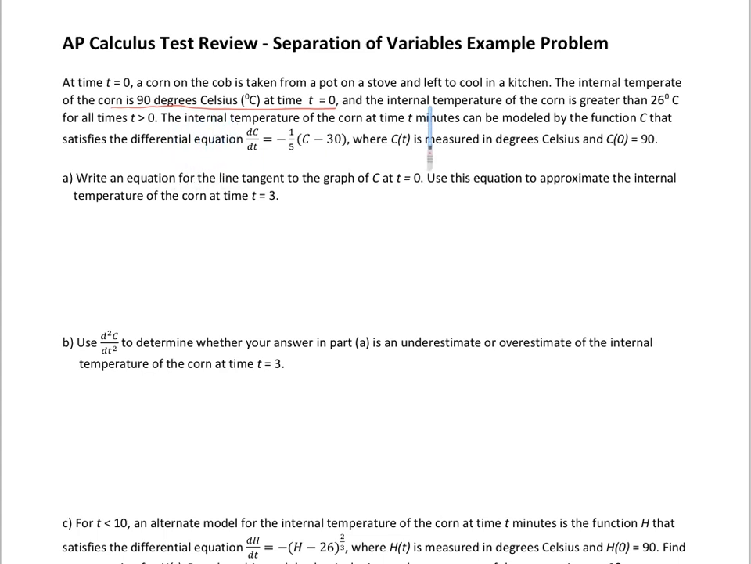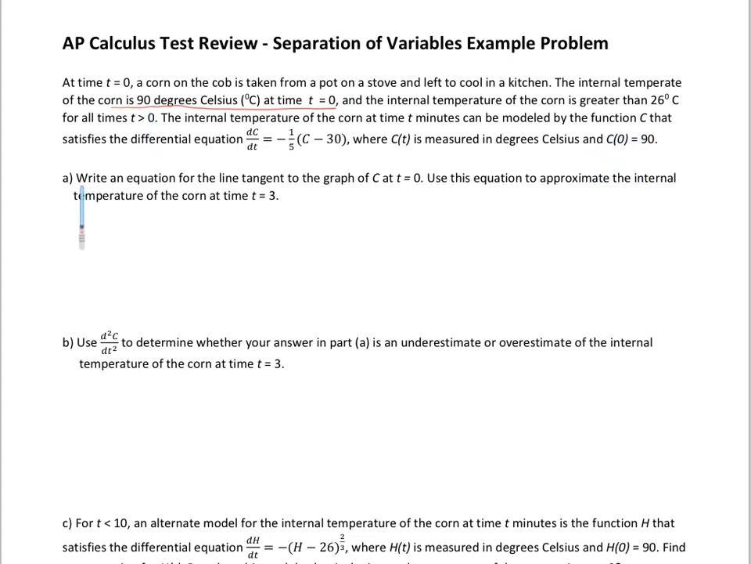The internal temperature of the corn at time t minutes can be modeled by the function c that satisfies the differential equation dc/dt equals negative 1/5 times (c minus 30), where c of t is measured in degrees Celsius and c of 0 is 90. That was what we had highlighted up here. At time t equals 0, it was 90.